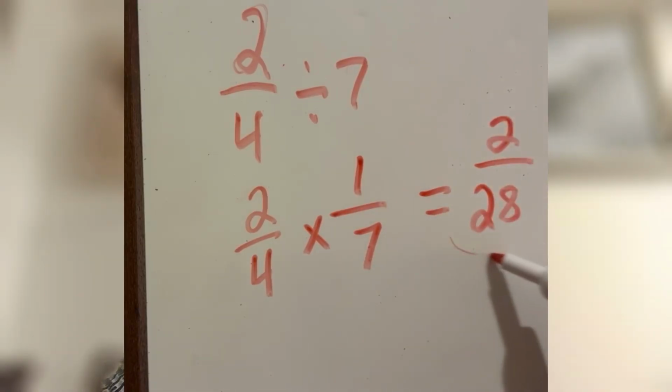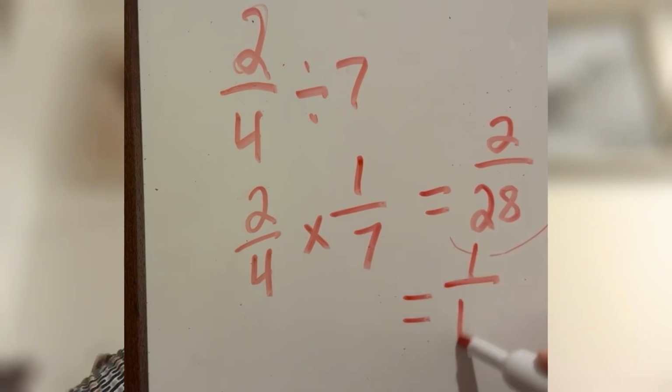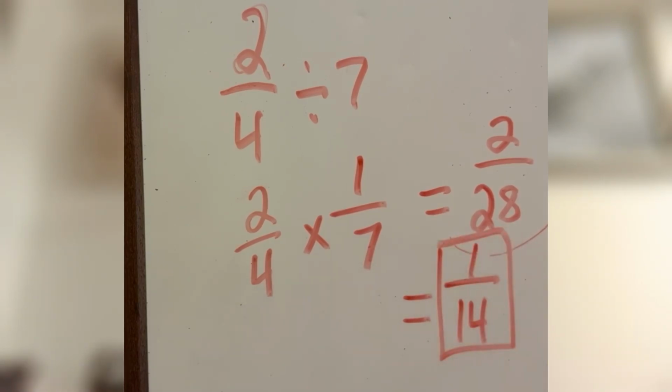So my final answer for this, is it 2/28? No. I just want to make sure that this fraction is as simplified as it can be. And it's not. So I can simplify this to be 1/14. So again, just make sure that your final answer is your simplified fraction. So sometimes you can simplify it by just checking the diagonals and canceling out. Other times you need to just simplify your final answer at the end, just like we did with this one.